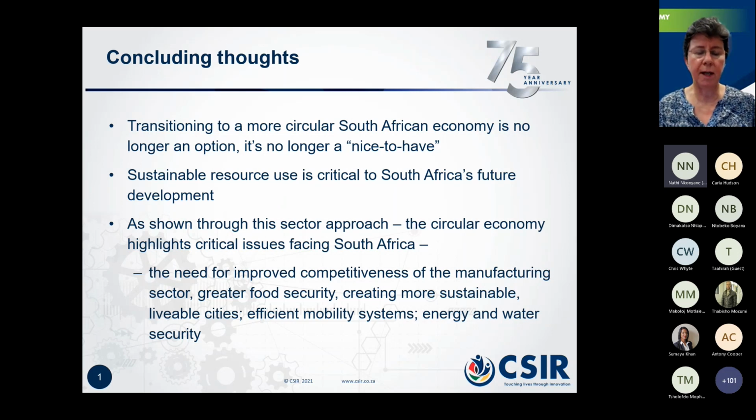And looking at these 7 different sectors of the South African economy, it started to highlight the big critical issues that really are facing South Africa, which we've never perhaps thought of in terms of a circular economy. It's things like improving the competitiveness of South Africa's manufacturing sector. It's about greater food security from our agriculture and agro-processing sector, creating more sustainable, more livable cities. It's around developing efficient mobility systems to support business and communities. And it's really around energy, water, and materials security.